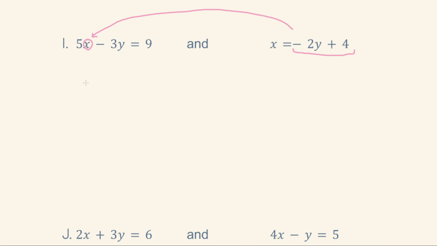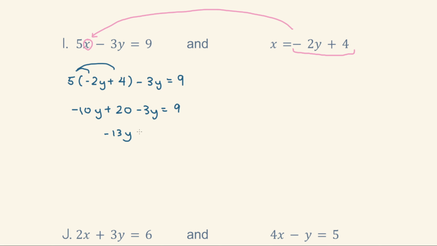So let's write that out. We've got 5 times minus 2y plus 4 minus 3y is equal to 9. Now we're going to rainbow method this. We're going to get minus 10y plus 20 minus 3y is equal to 9. So minus 13y plus 20 is equal to 9.